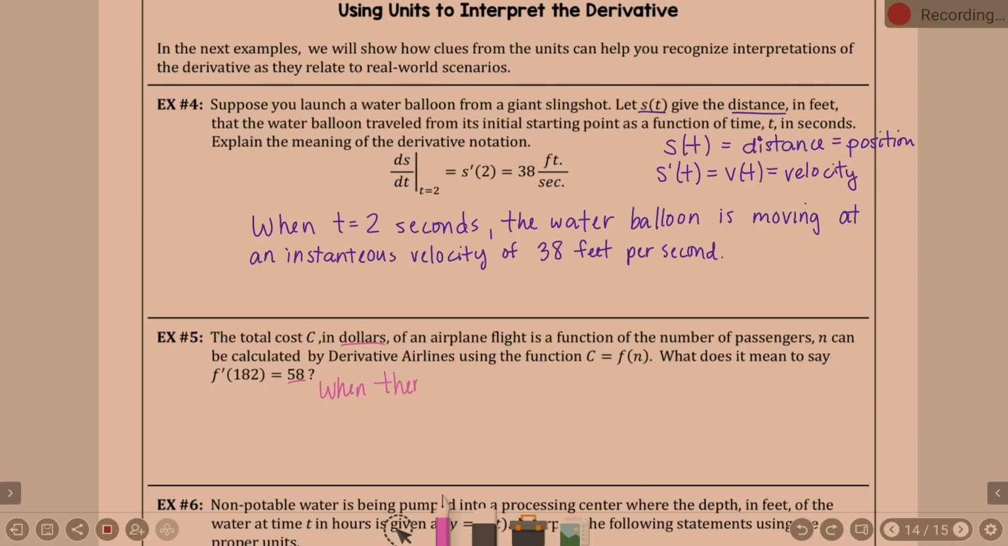When there are 182 passengers, and you could say the cost, the rate, I don't know. The rate is changing $58 per passenger.